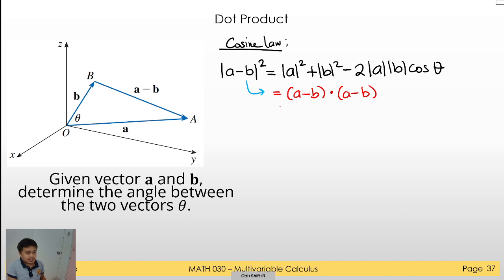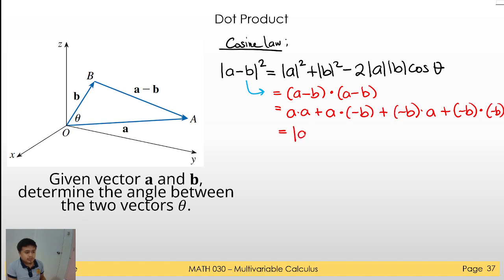So therefore, we can rewrite this one using the distributive property of dot products. Using the FOIL method, we have a dot a, and then first and outer, we have a dot negative b, plus we have inner, negative b dot a, and the last we have plus negative b dot negative b.